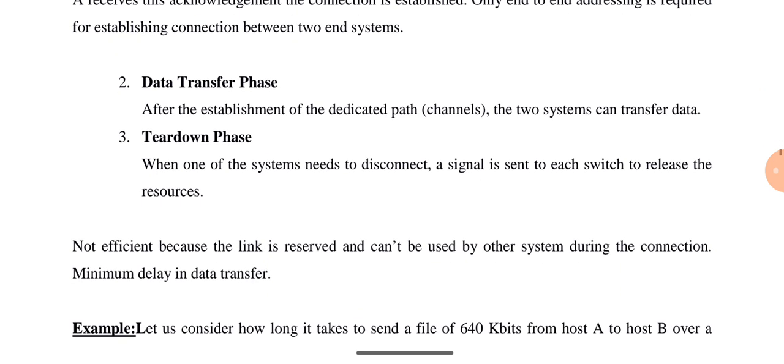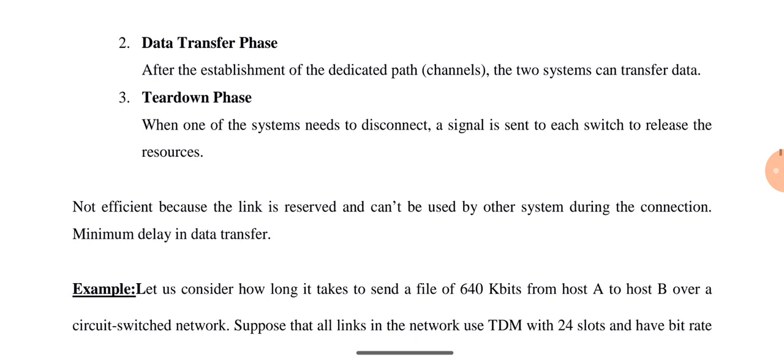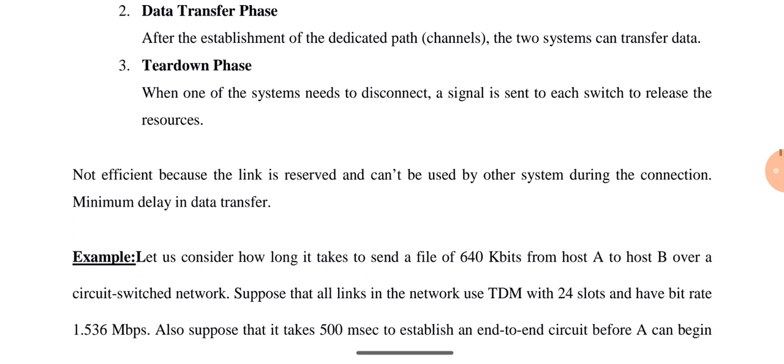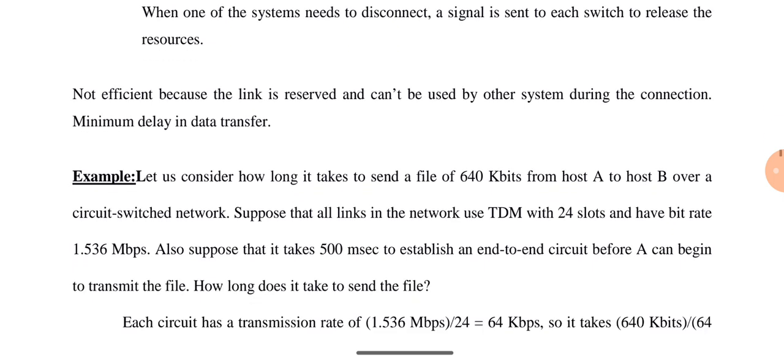The second phase is the data transfer phase. After the establishment of the dedicated path or channels, the two systems can transfer data to each other. The third one is the teardown phase. When one of the systems needs to disconnect, meaning when the communication is set up and data has been transferred from one device to another, then one system sends a request that it wants to disconnect. Then a signal is sent to each switch to release the resource. It is not efficient because the link is reserved and can't be used by other systems during the connection. There is minimum delay in data transfer.